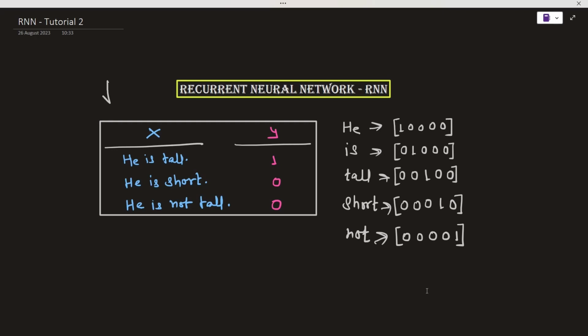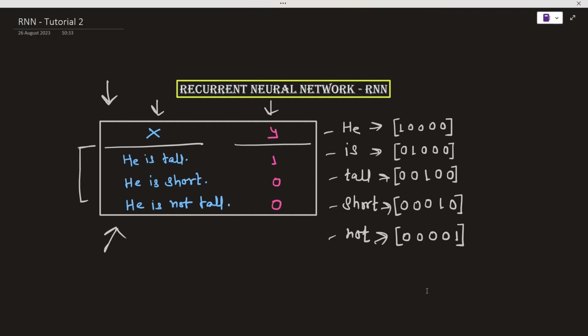I have considered this simple data set to provide you a good explanation. This data set has 3 data points, 1, 2 and 3, and only 2 columns. First is X, which is the feature column, and Y is the target column. If you pay close attention, you will notice that this data set has 5 unique words that I have listed down here: he is, tall, short and not.